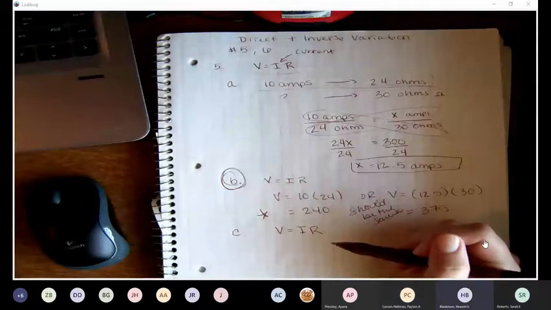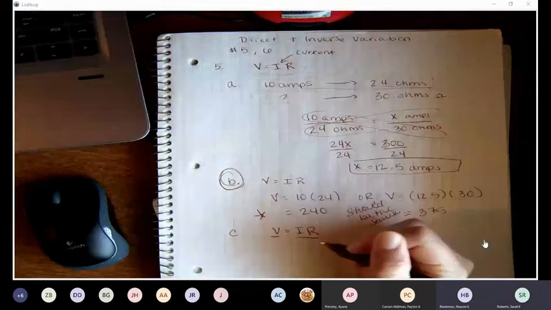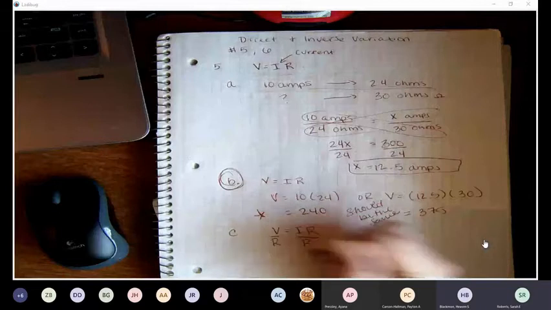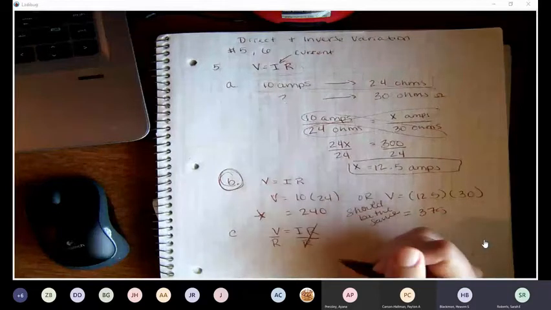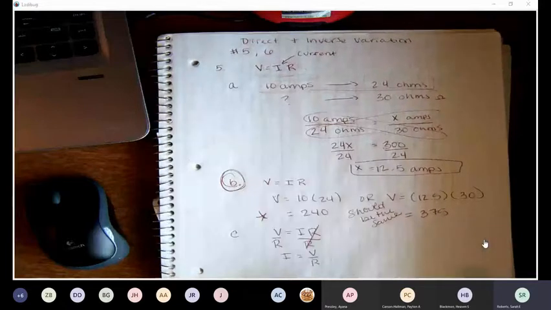Can't you like divide it or something? Yeah, divide what? To isolate I, divide R? Yeah, good. So we're trying to get R out of there. So if we divide by R, then we get I equals V over R. I just flipped the direction of the equation.